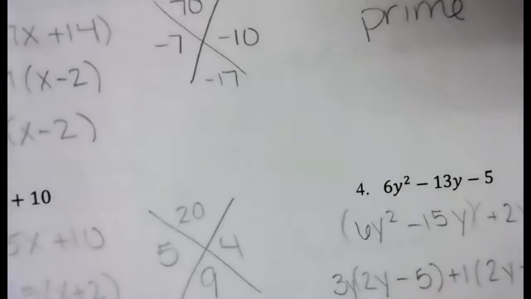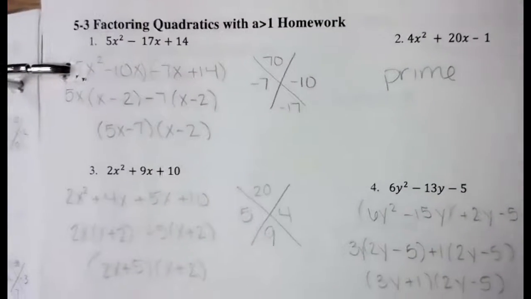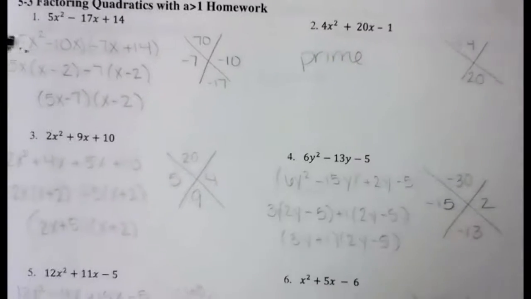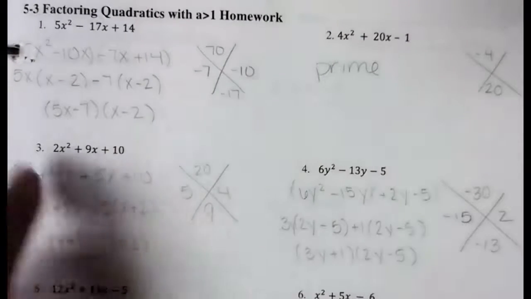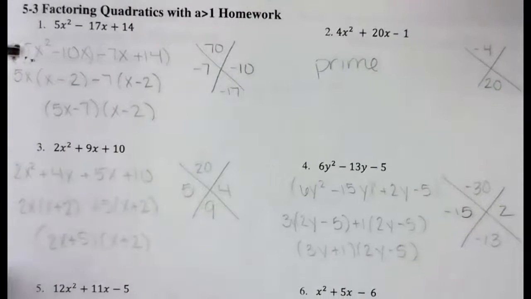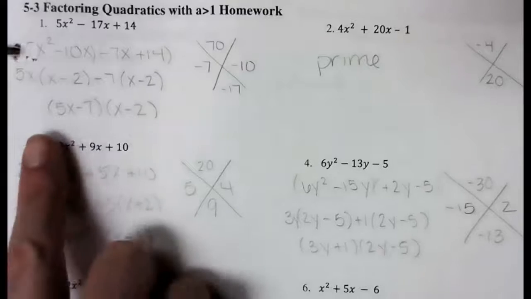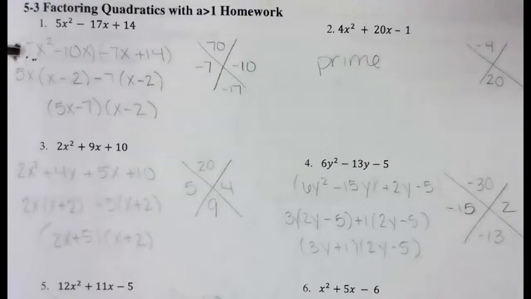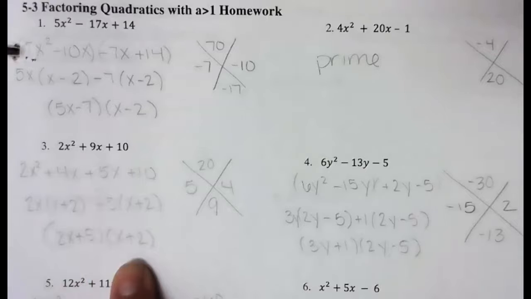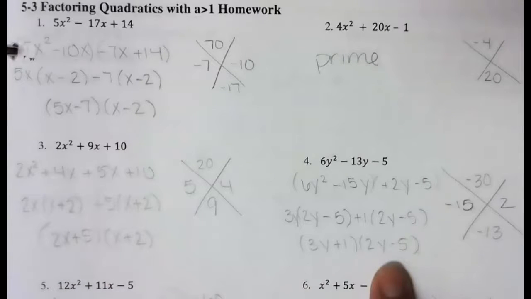And then the last one, 5-3 day 1. When I was checking this yesterday, a lot of you guys did really well. I definitely saw a lot with primes in the right spots. So when I was looking over this, I thought we overall did a pretty good job. So again, 5x minus 7, x minus 2. This one's 2x plus 5, x plus 2. 3, y plus 1, 2y minus 5.